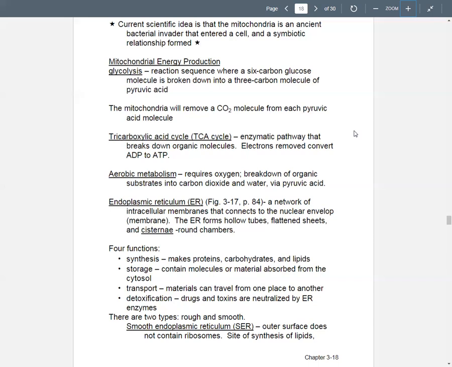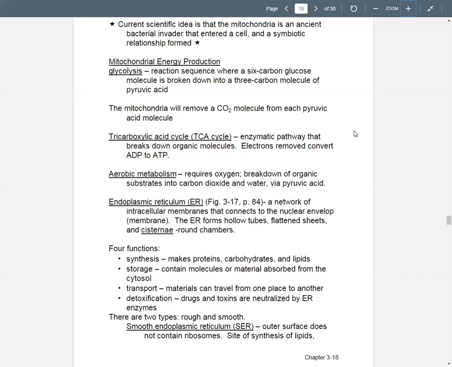Now, the next process that you need to know is the tricarboxylic acid cycle, or TCA cycle. You might also see this as the Krebs cycle somewhere. That's named after one of the scientists who studied it. But they all mean the same thing. You may also see citric acid cycle. All right.